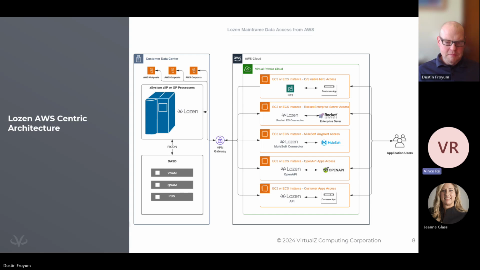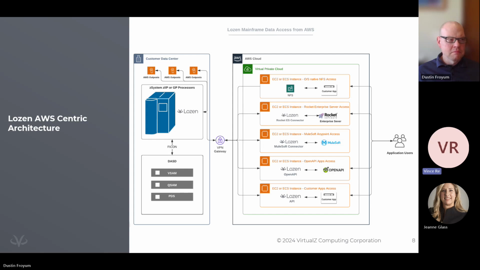Think about Lozen, though. With Lozen, the data stays where it is. The program starts, opens the file, reads a few records. We're not transferring that whole file. We're just transferring the records that the program's asking for. And same thing on the update side. If it updates 1% of the records, we transfer 1% of the records.